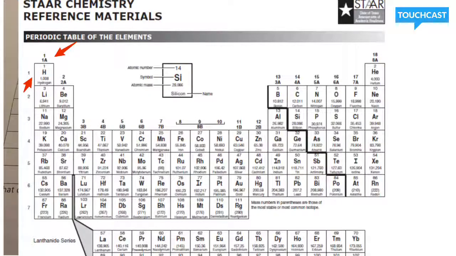Then we'll go ahead and move down to aluminum. Aluminum is going to be in group 13, and it's going to be in period 3. Alright, the last one we're going to look at is potassium. It is in group 1, like hydrogen, and it's going to be in period 4.